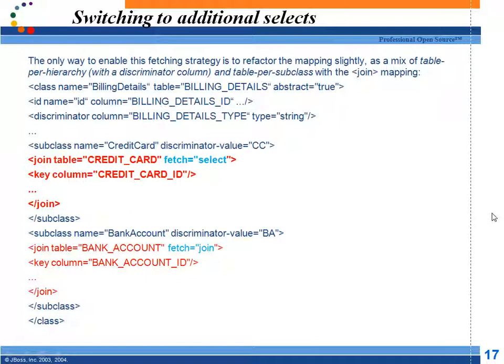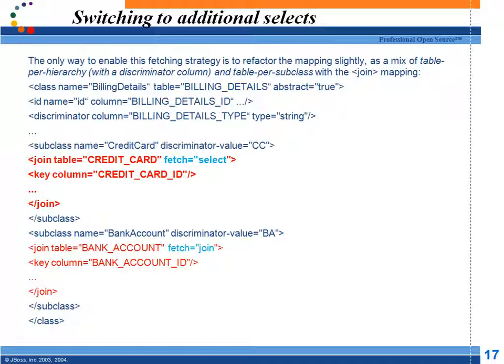Okay, this is a different example. Billing details is a superclass where I have given the billing details table name. These are the superclass properties, and I gave a discriminator column. The value is billing details. Here I am using the subclass tag. Tell me, if I am using the subclass tag, what is the strategy name? Table per class hierarchy.